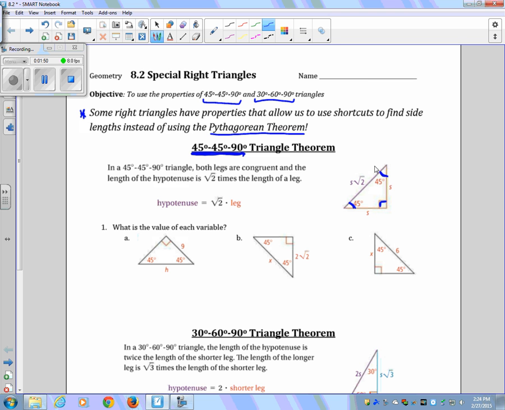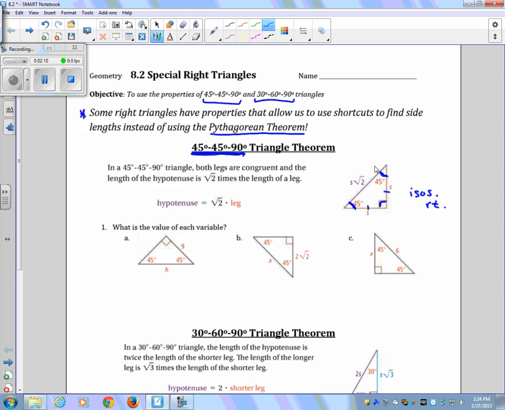Now we know if these two angles are congruent, what kind of a triangle is this? If two angles are congruent, then the two sides would have to be congruent. So if you remember, this is an isosceles triangle. So this is actually an isosceles right triangle. It's a very special triangle.